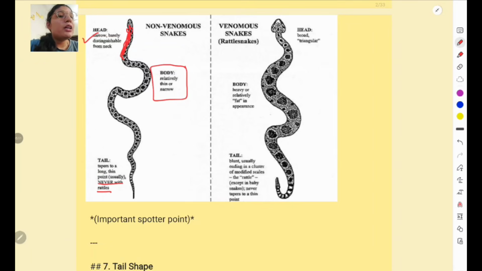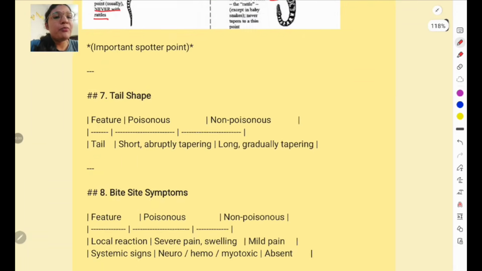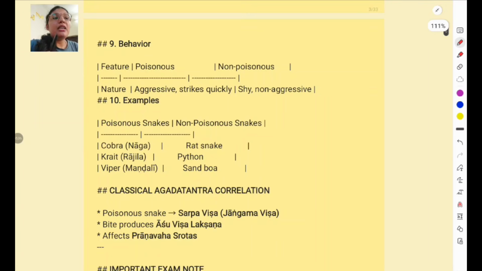Then a venomous snake has a broad and triangular head, as you see, like this head. Then they have a distinguishable neck from the head portion. The body is heavy, relatively fatty in appearance, and the tail is blunt and usually ends in a cluster of modified scales that is known as a rattle, except in the baby snake. Okay, so if this comes for 1 mark, you can write 3 or 4 features, and you can easily distinguish due to these features.